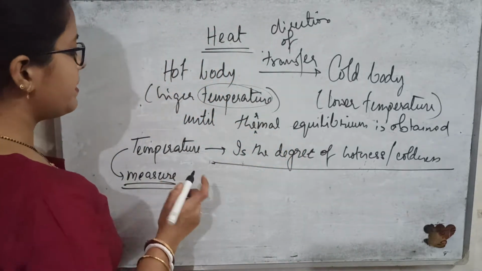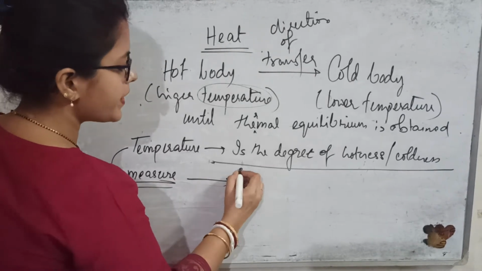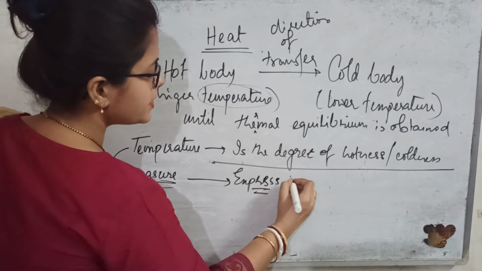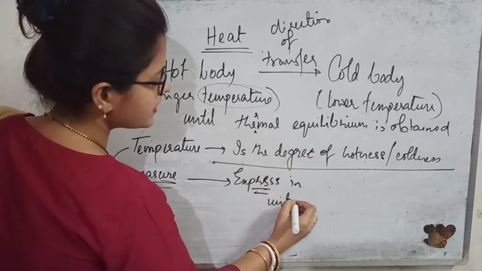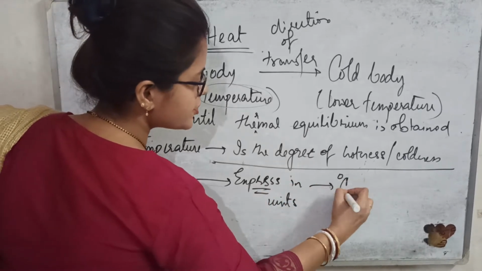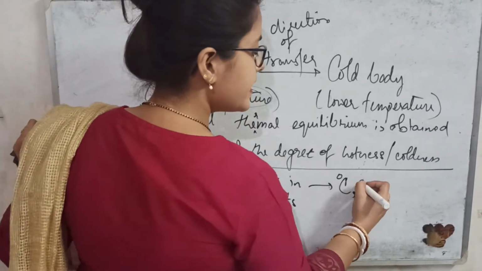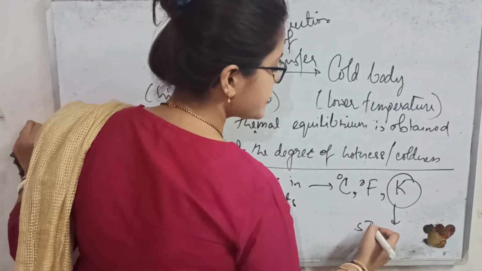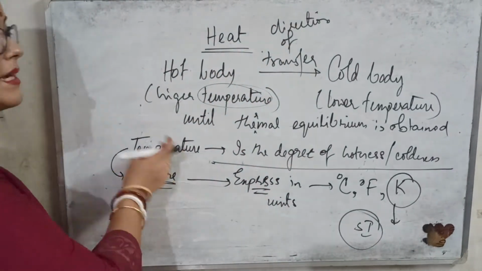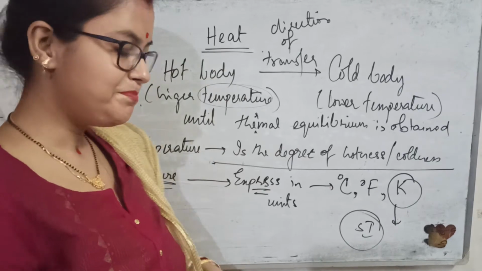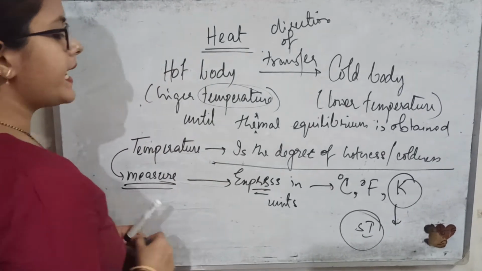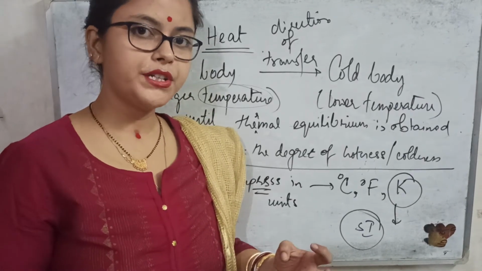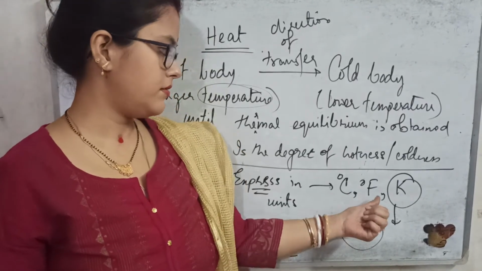So when we measure temperature, we express them in units. And what are the units? Degree Celsius or degree centigrade, degree Fahrenheit and Kelvin, where Kelvin is the SI unit of temperature. Okay? Now, we can interconvert the temperature of a body in one unit to other units.